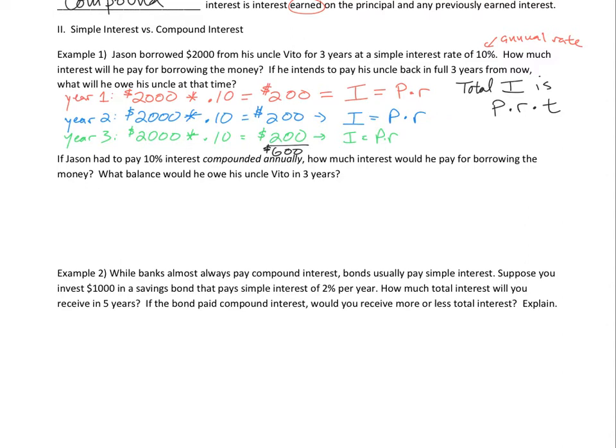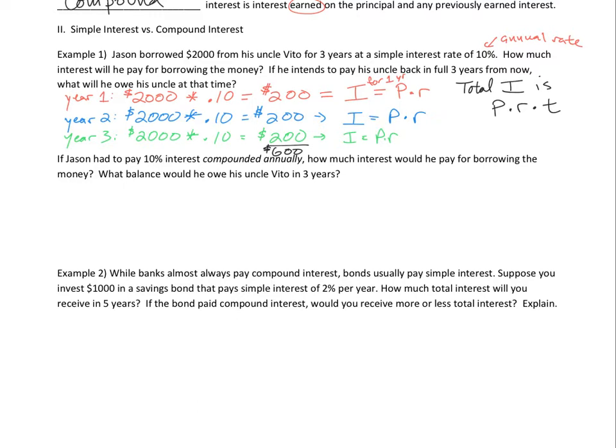The interest for 1 year would just be P times R. The total interest would be P times R times T. And again, to answer the question, how much interest will he be paying for borrowing the money? $600. Cool. If he intends to pay his uncle back in full 3 years from now, what will he owe his uncle at that time?